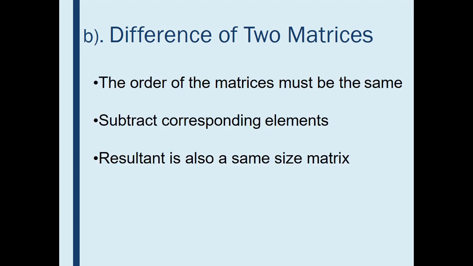Second one is matrix subtraction. In order to get the difference of two matrices, again the following condition must be satisfied. Order of two matrices must be same. Otherwise, subtraction doesn't exist, similar to the addition. Then again, subtraction can be performed by subtracting corresponding elements together. Finally, we will get same order matrix as the resultant matrix.